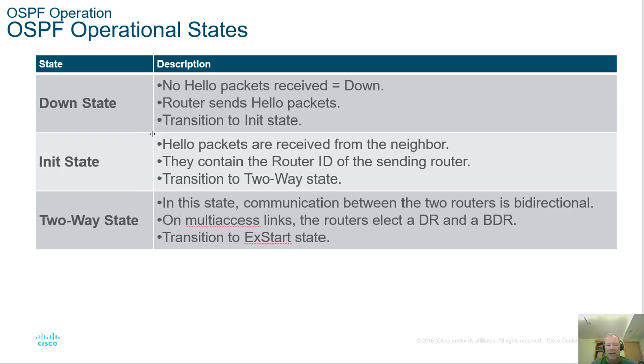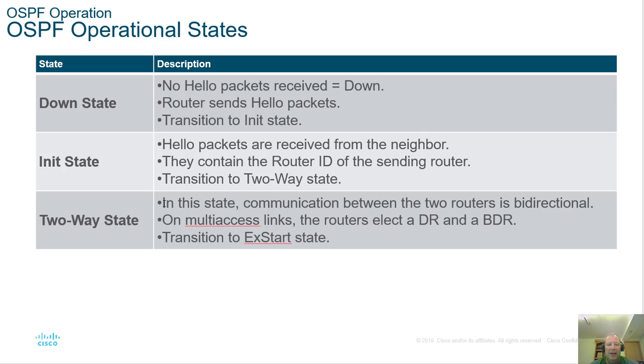This is all just objective information that you can write down and memorize for multiple choice exam questions that you are sure to get. And they are sure to ask you questions about what state you are in if hello packets are received from a neighbor and they contain the router ID of the sending router, and you're going to transition to the two-way state. And you say, well, I'm obviously in the initialization state. I'm in the init state. So you get the basic idea.